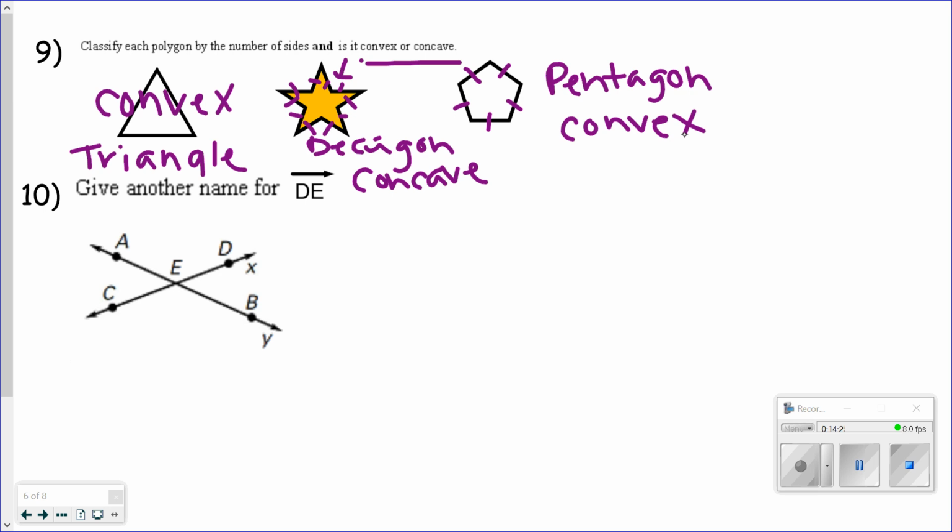All right, number 10, give another name for DE. So I'm going to sketch this here. So DE is a ray. So another name then would be to extend this ray, because remember an arrowhead means it goes on forever, never, never. And so then that would go through point C. So ray DC would be our answer.